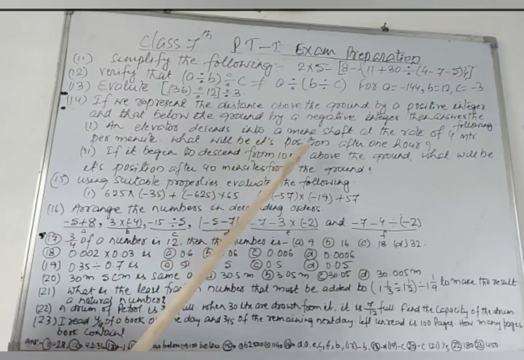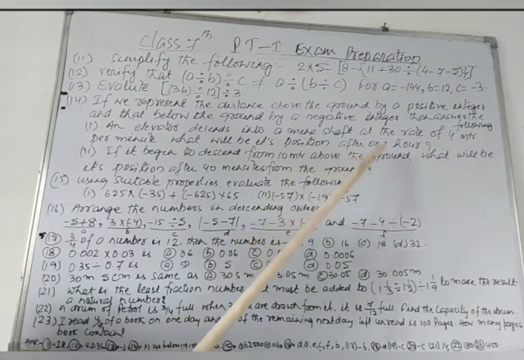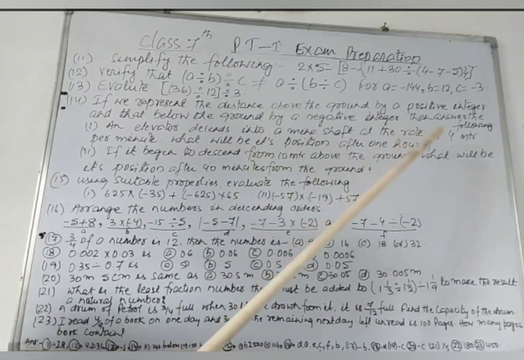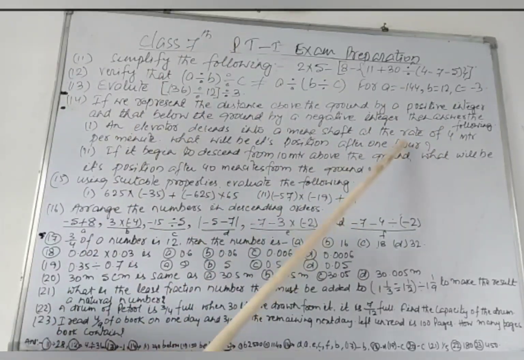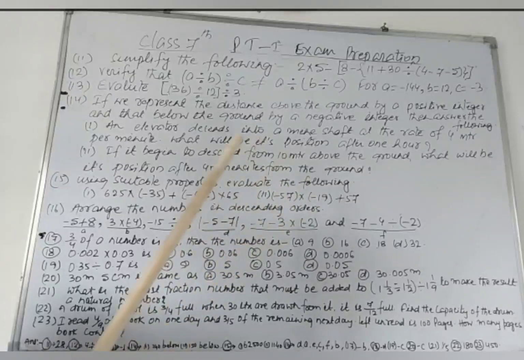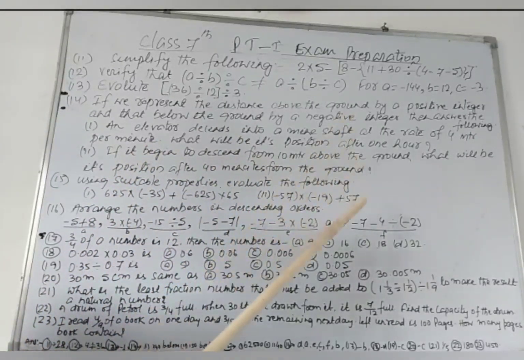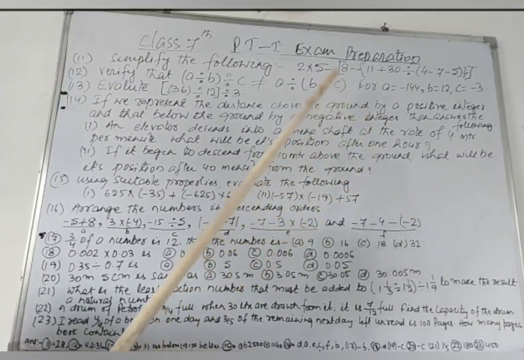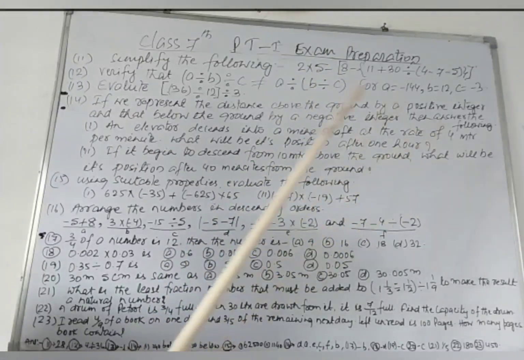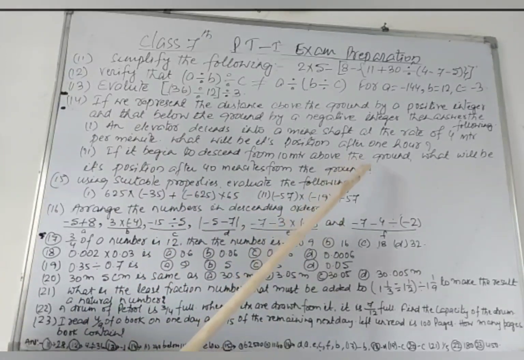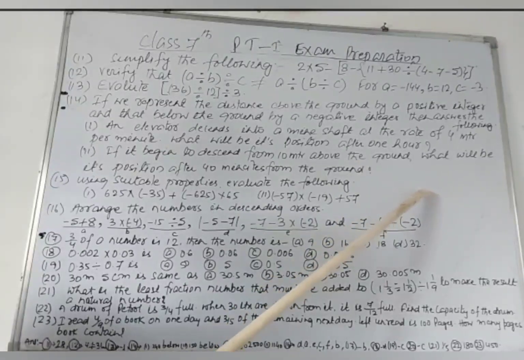What will be its position after 1 hour? No, after 60 minutes. Here the rate is meters per minute, so after 60 minutes, what will be the position? If it began to descend from 10 meters above the ground, then what will be the position after 40 minutes from the ground? Okay, so the answer should be compared from the ground.